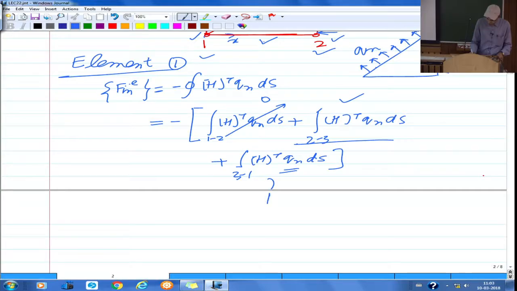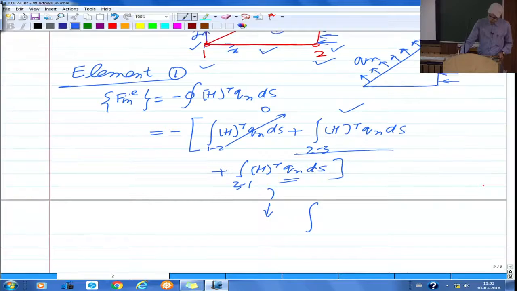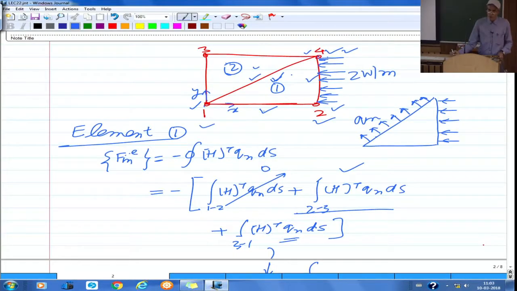If you look at this term specifically, along this edge x and y both are going to change. ds you can write as square root of dx square plus dy square, and you write the equation of this line, you can write dy in terms of dx and so on.